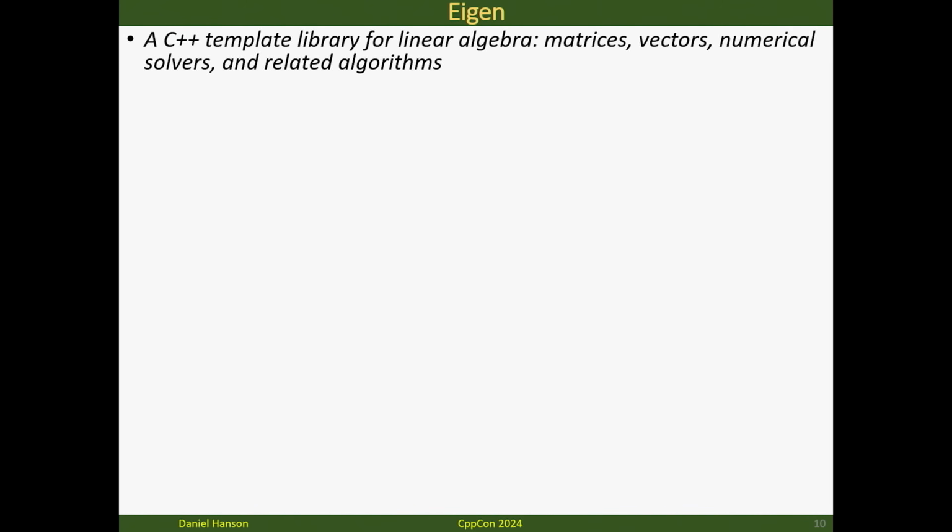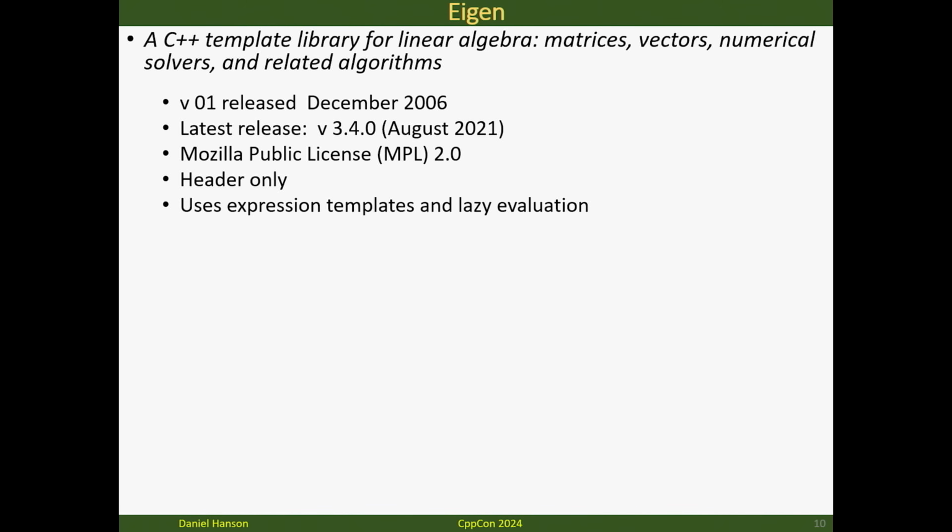Okay, so version 1 was released in December of 2006. The latest release came out about 3 years ago. It's currently released under the Mozilla Public License, but originally when it was first released, it was under the very restrictive GPL. And then they moved to the LGPL. And then I think it was around version 3.1.1 that they adopted the Mozilla license, which of course is a lot more advantageous for us because it's a much more liberal license.